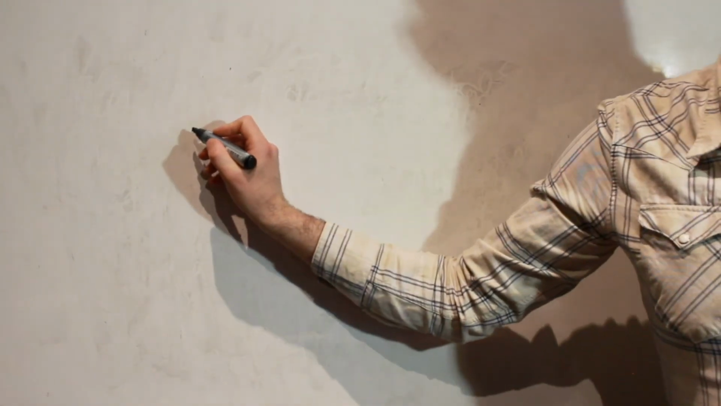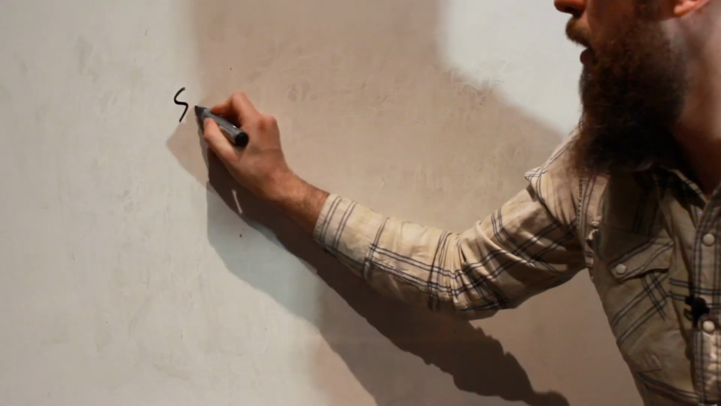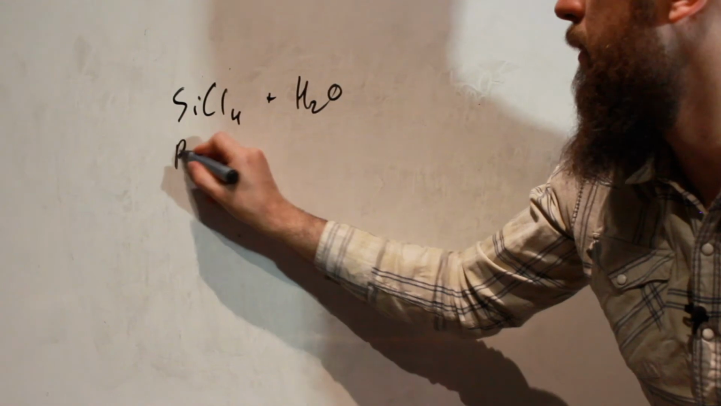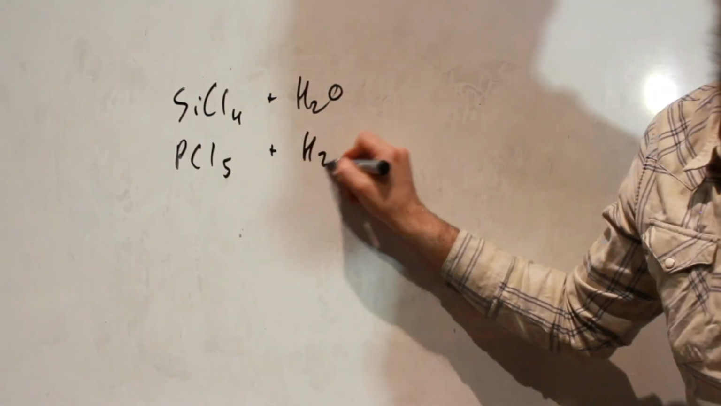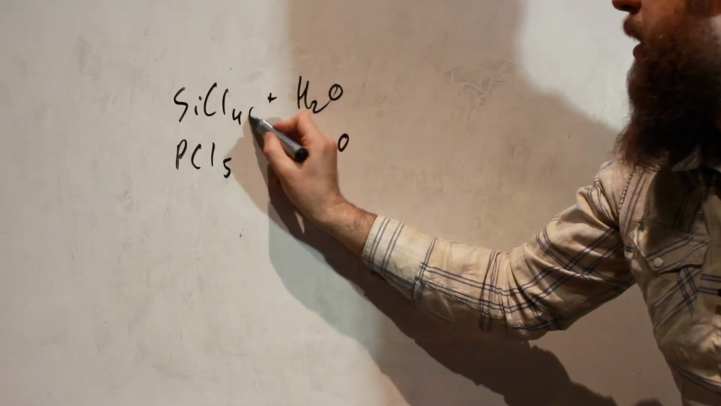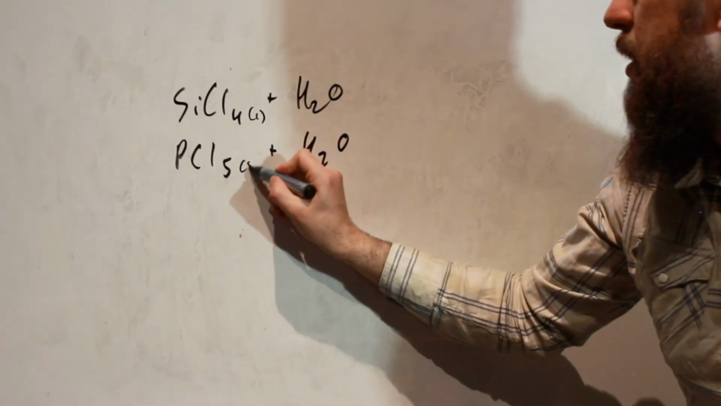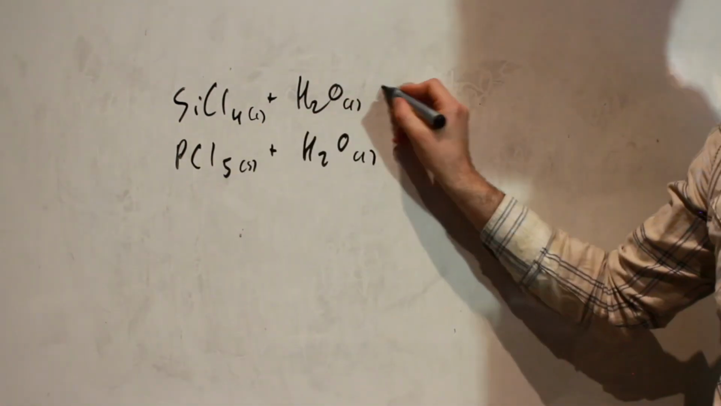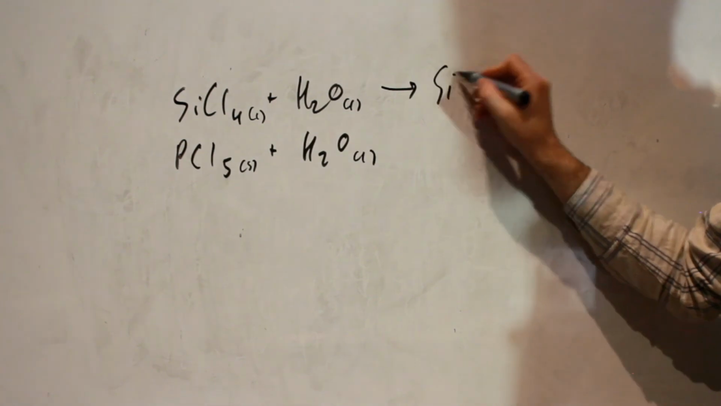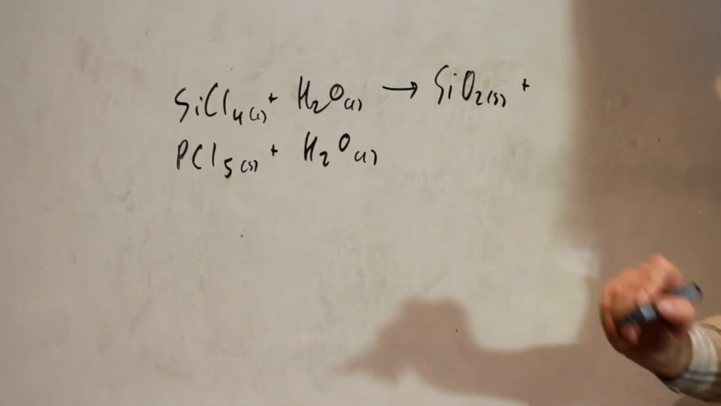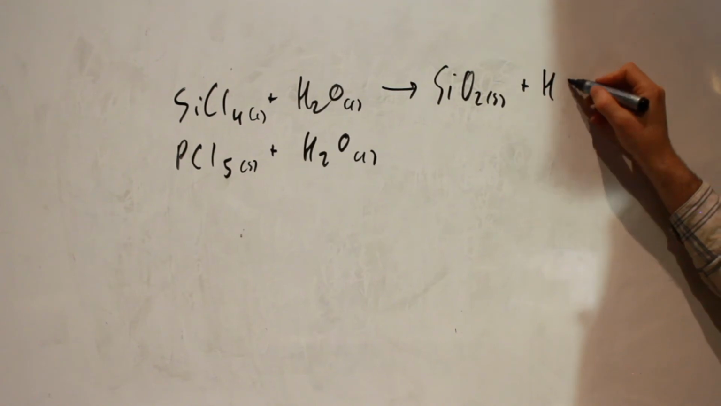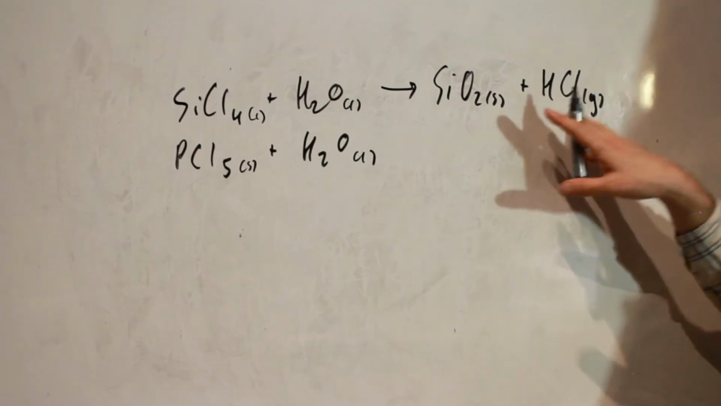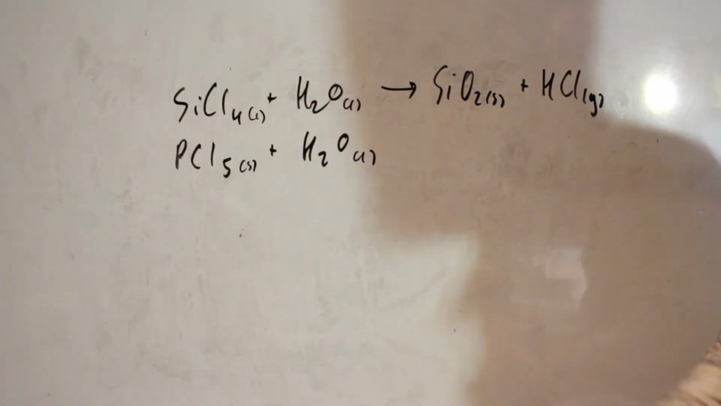So we had our SiCl4 reacting with water, and we have our PCl5 reacting with water as well. Let's put some states here. This is in a liquid state. This is in the solid state, H2O in the liquid. So we said that for this one, we form a silicon dioxide, which is a solid, and we have our HCl as the byproduct. So we have a chemical reaction that we emit the vapor of the hydrogen chloride gas.